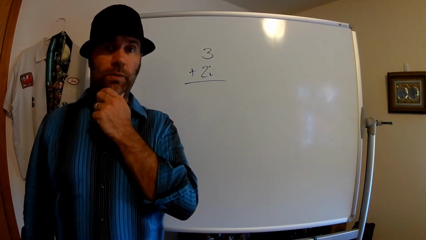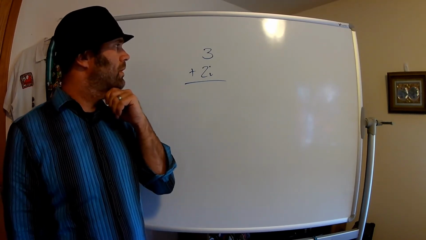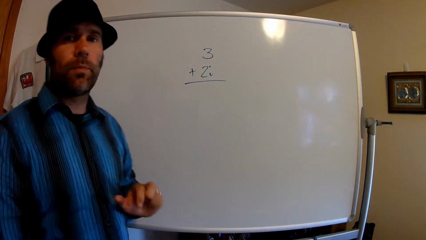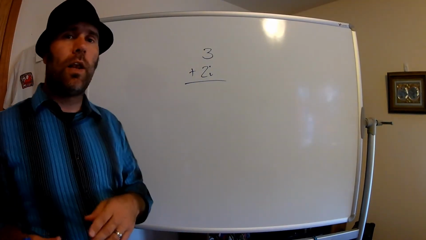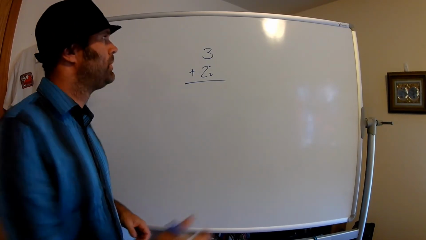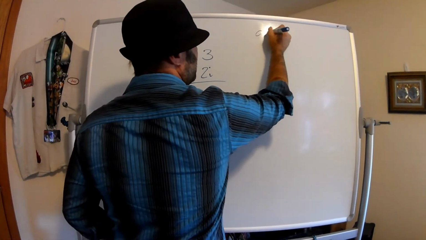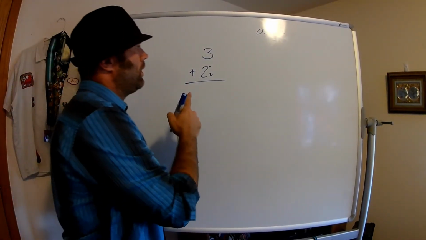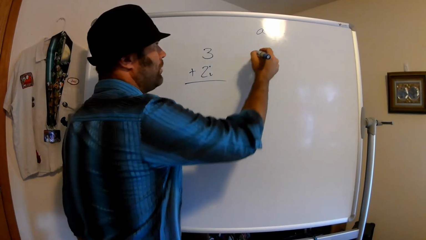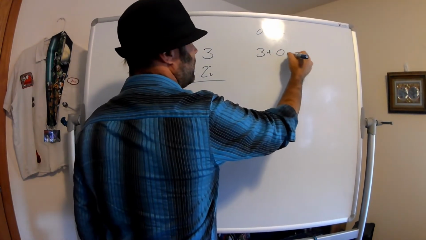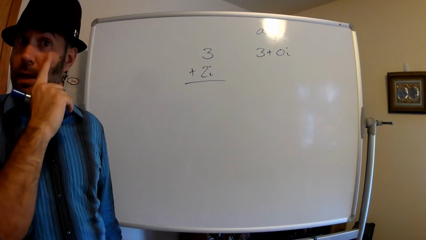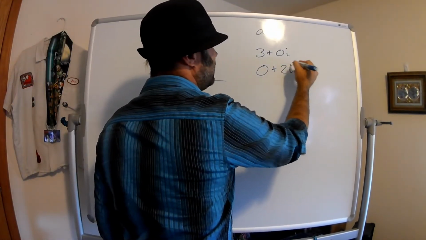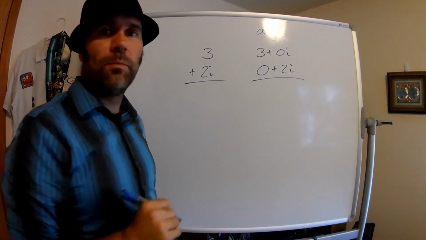Can we add these together? Well, the first thing we would want to do, if we were saying, okay, these are two separate numbers and we want to add them together, we'd want to get them into the same form. And that form is always a plus bi. So can we rewrite 3 as a plus bi? Absolutely. 3 plus 0i. Can we write 2i as an a plus bi? Absolutely. 0 plus 2i. And then we can add them together.